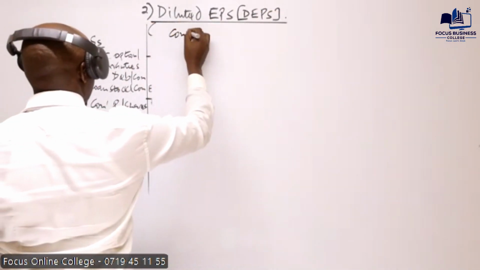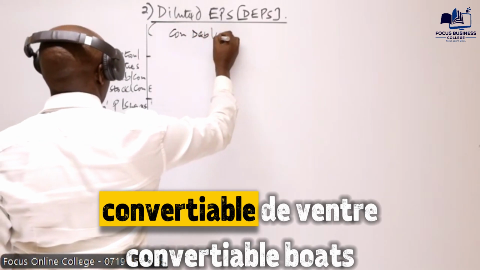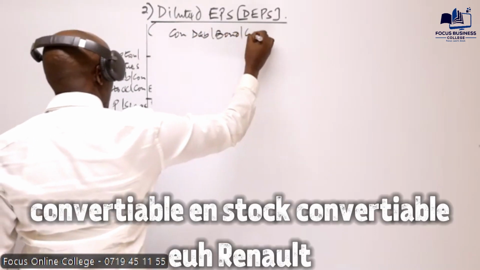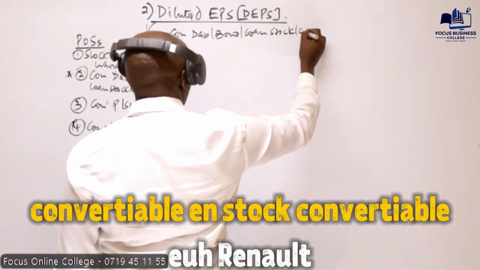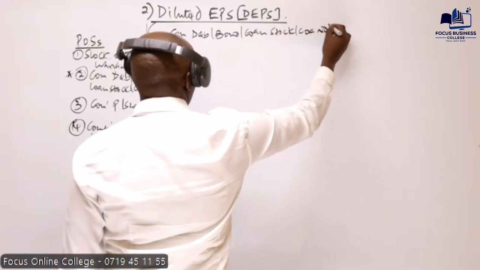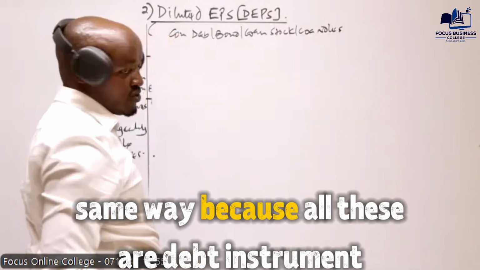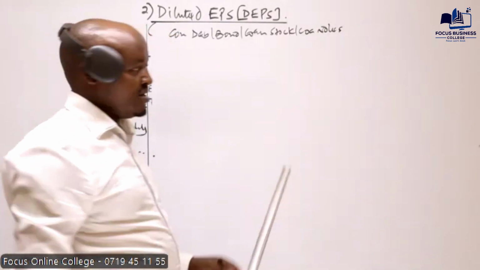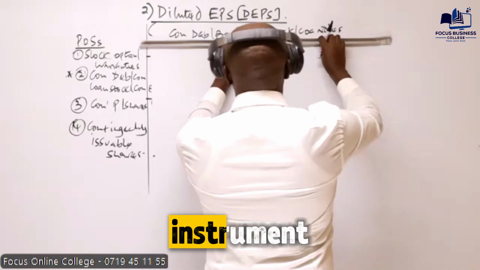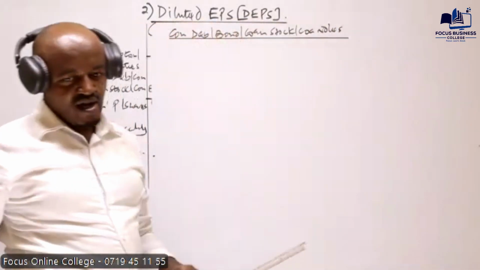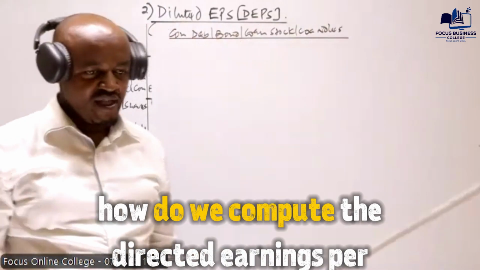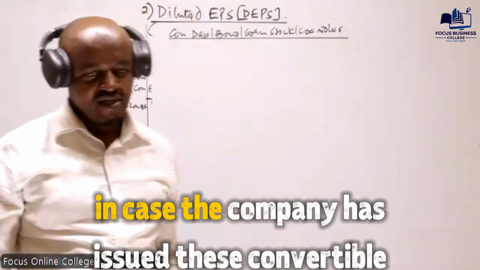convertible bonds, convertible loan stock, convertible loan notes. All these are treated in the same way, because all these are debt instruments. And if the company has issued this debt instrument, the company has to pay what? Has to pay interest.